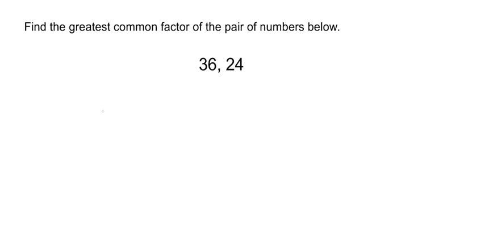Alright, we're going to use the factor tree method here because that's what we've been doing in class. So we're going to start off by making a factor tree for both 36 and 24. Remember, when you start your factor tree, you can start wherever you want, any two factors that you can think of that multiply to 36. I typically start with the smallest factor I can think of, which is 2.